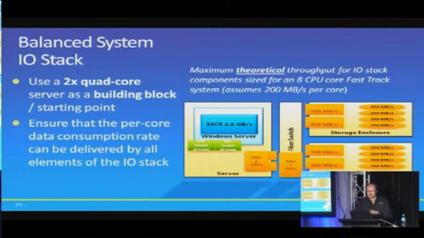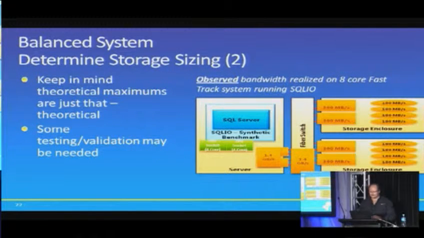Okay? So this is the theory. This is the reality. We don't see these high rates, though, so don't expect that.